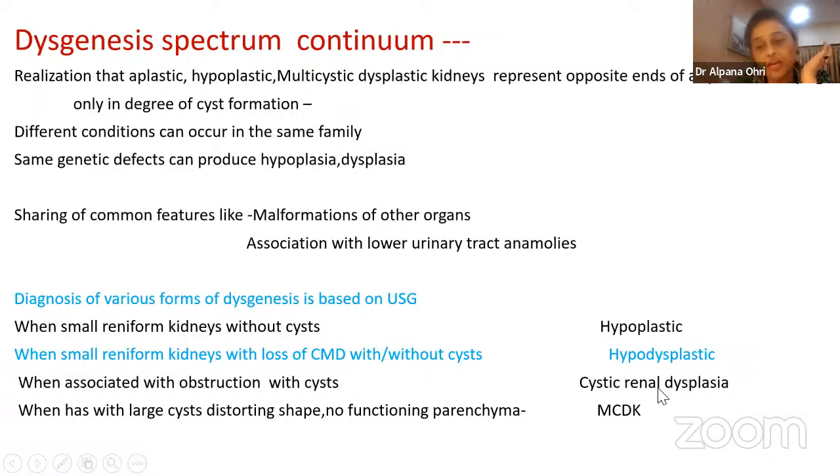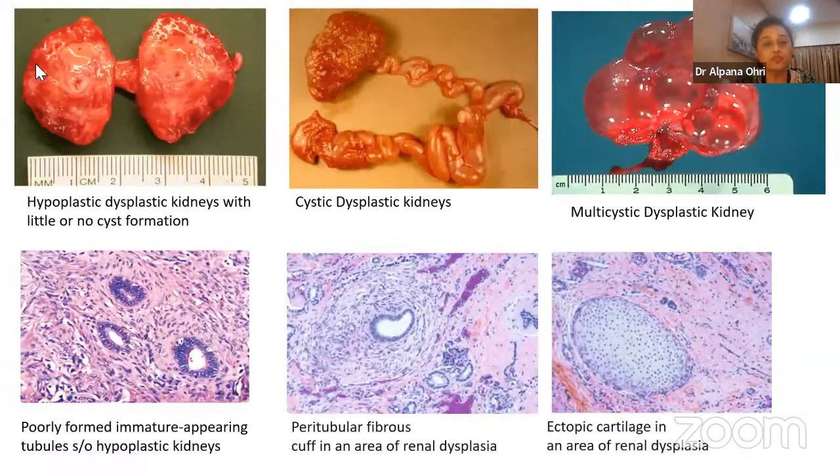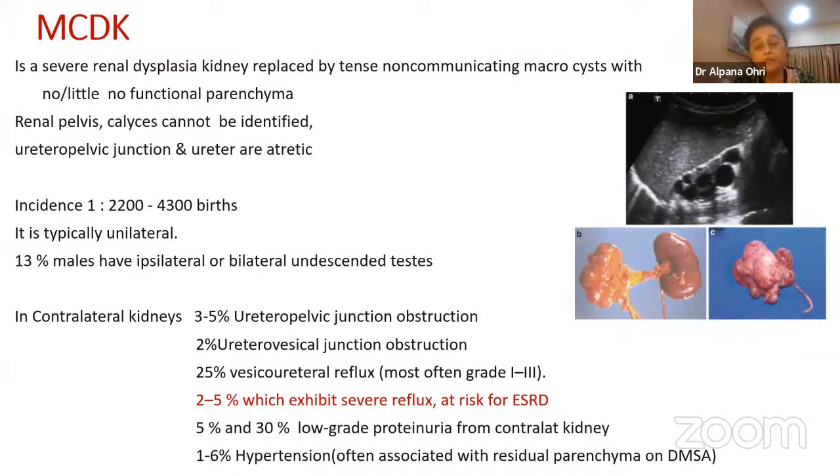And here, it may be of different types. There may be multiple small subcapsular cysts, or there may be very large cysts which are almost distorting the architecture. The two varieties can be seen. And when the kidney has very large cysts, completely distorting the shape with no functioning or very minimal functioning parenchyma, it is called MCDK. So this is the entire spectrum which is seen. Again, this is a slide which I'm trying to highlight. This is the spectrum from hypoplastic kidneys to cystic dysplastic kidneys associated with obstruction to multicystic dysplastic kidneys. And similarly, the histology, which, as I've discussed before, is not done very often, the biopsy. To the most vividly described form of renal dysplasia, MCDK.